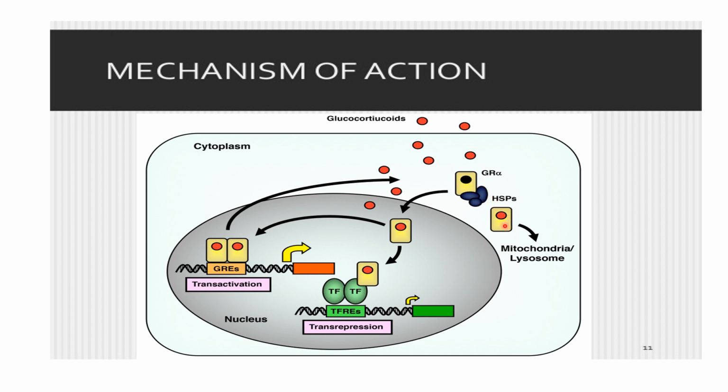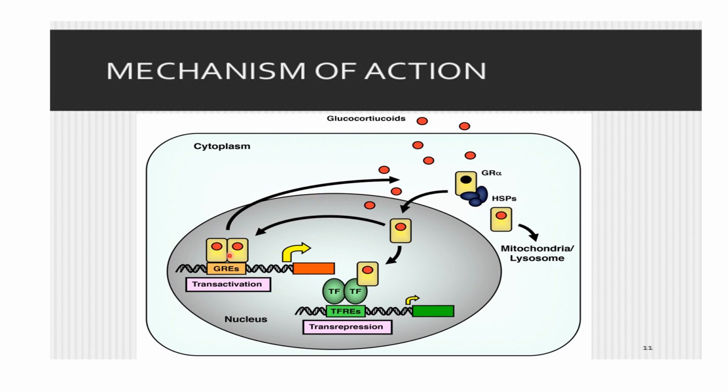Now this GR is always kept in an inactive state by the heat shock proteins or immunophilins that bind to the third domain I told you, the receptor regulatory domain. When they are bound, the receptor is in the inactive state. When glucocorticoids are released into the body, they move towards the cytoplasm and bind to the first domain, the glucocorticoid binding domain. The heat shock proteins are released, and the glucocorticoid plus the GR forms a complex, the steroid receptor complex.